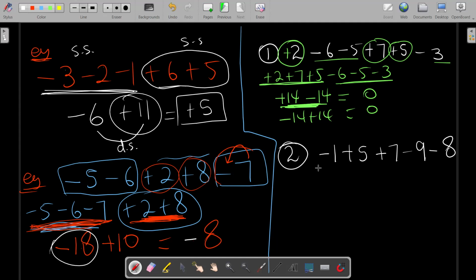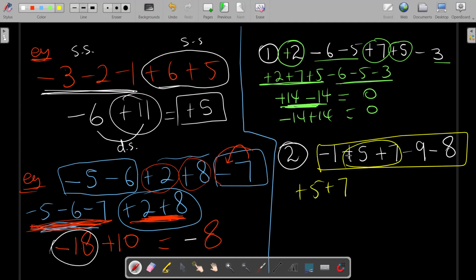Next. Right, we have 1 minute again. Let me do the last one now. You could group your positives again first if you want. I'll group my 5 and my 7 together, and I'll group my negatives: -1, -9, -8. 7 plus 5 is 12. And I get -18 here.